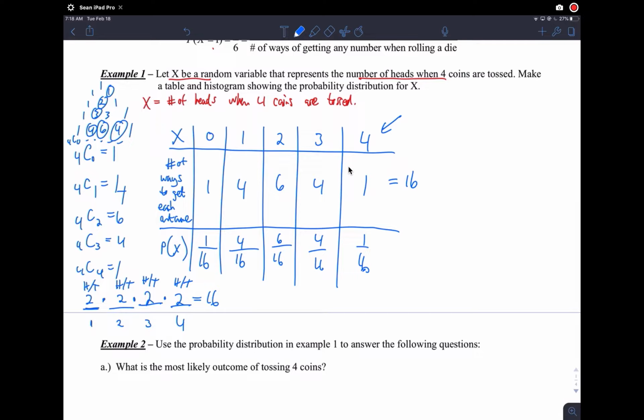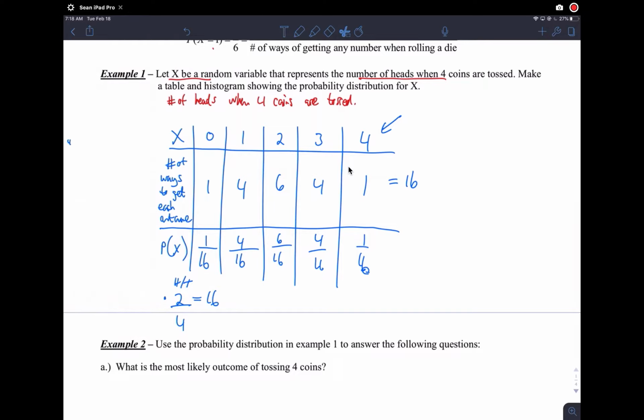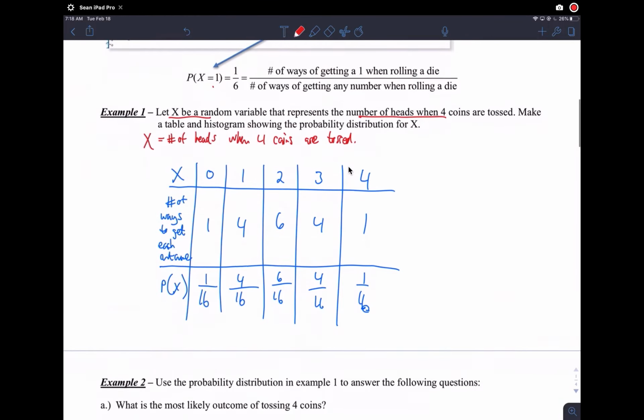Okay, so now we have basically our probability distribution. Let me clean it up a little bit here. I've got all kinds of scribbles going on as I was trying to explain this to you, and I erased too much there. That's our probability distribution. Now, there are other ways of representing the probability distribution. This is one, using a table. And the question said make a table and a histogram.